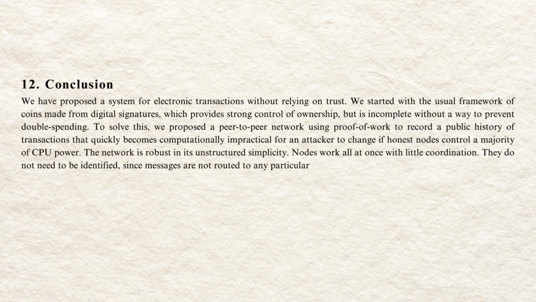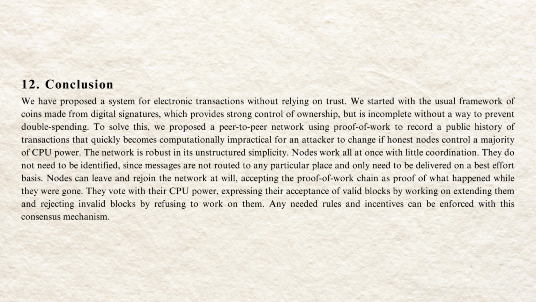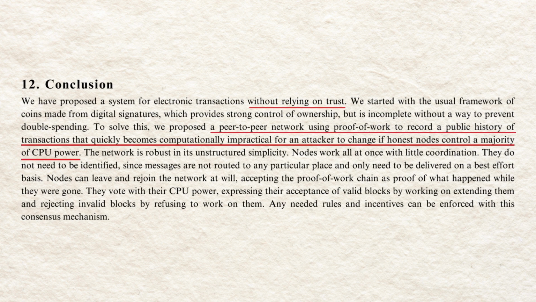Conclusion. The conclusion of the white paper recaps the entire document, summarizing the components of Bitcoin and explaining how they collectively forge a secure digital payment system that operates independently of trust between parties. This system utilizes a combination of cryptographic proofs, decentralized consensus, and economic incentives to ensure secure and private transactions across the network.